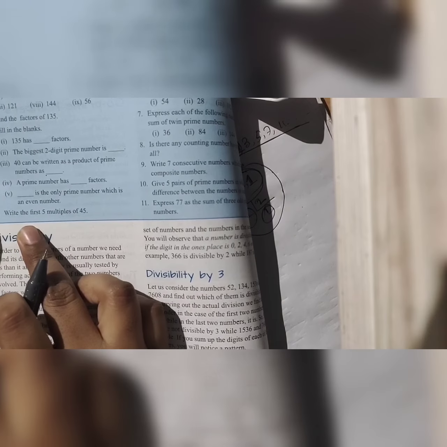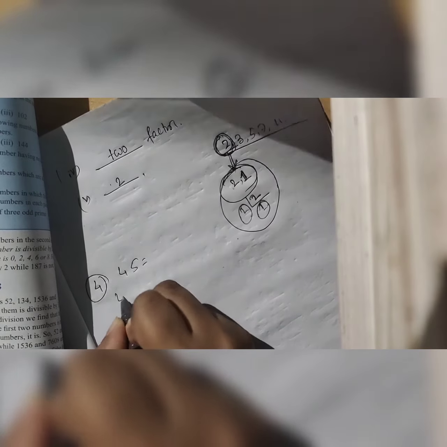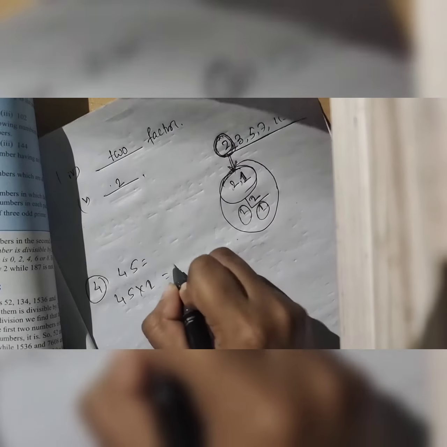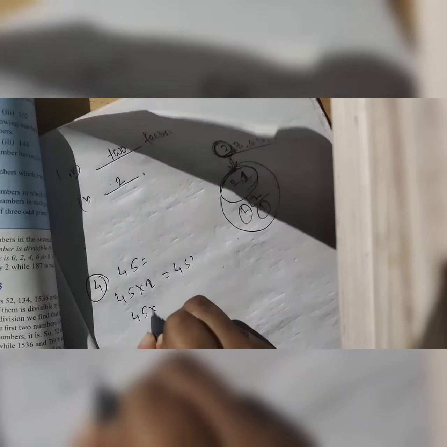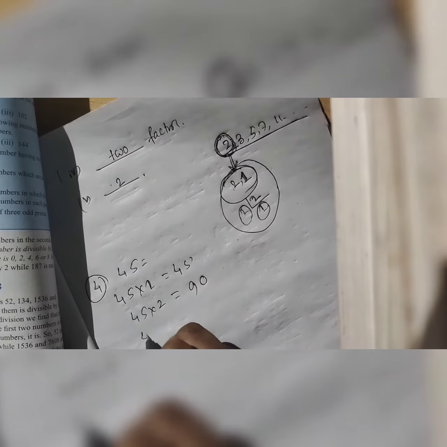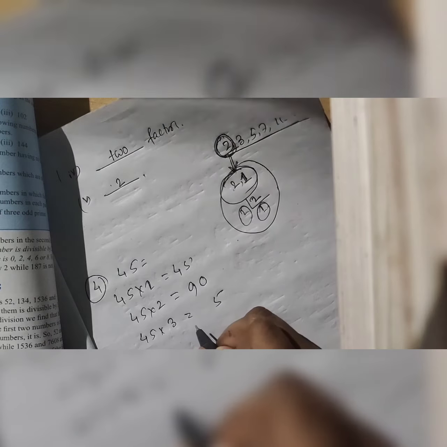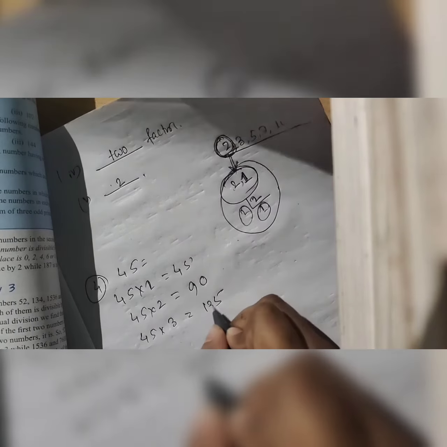Next question is 4. What are the 5 multiples of 45? So this is a very easy question. First we have to multiply 45 into 1, then we will get 45. Then 45 into 2, then we will get 90. Then 45 into 3, 5 3s are 15, 1 carry, 4 3s are 12, or 13, 135.